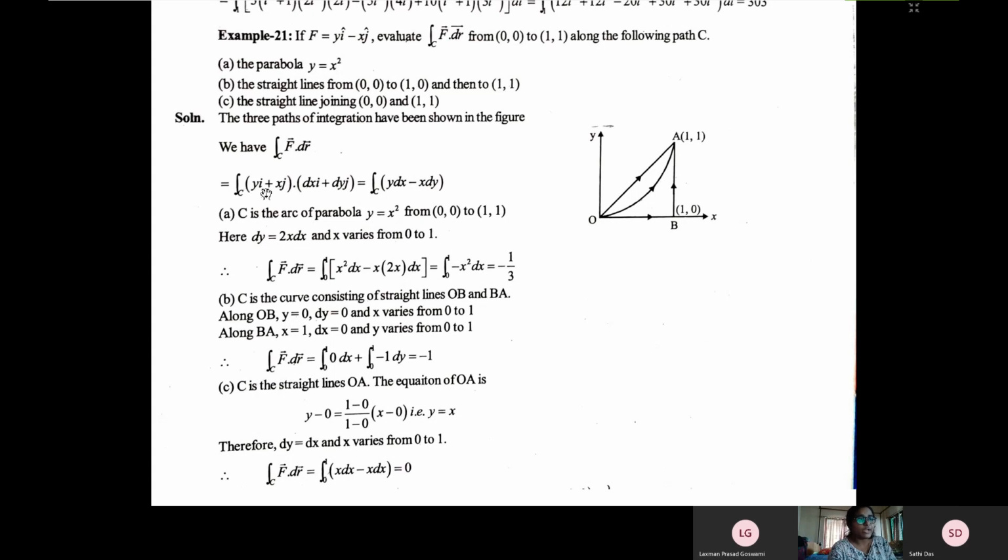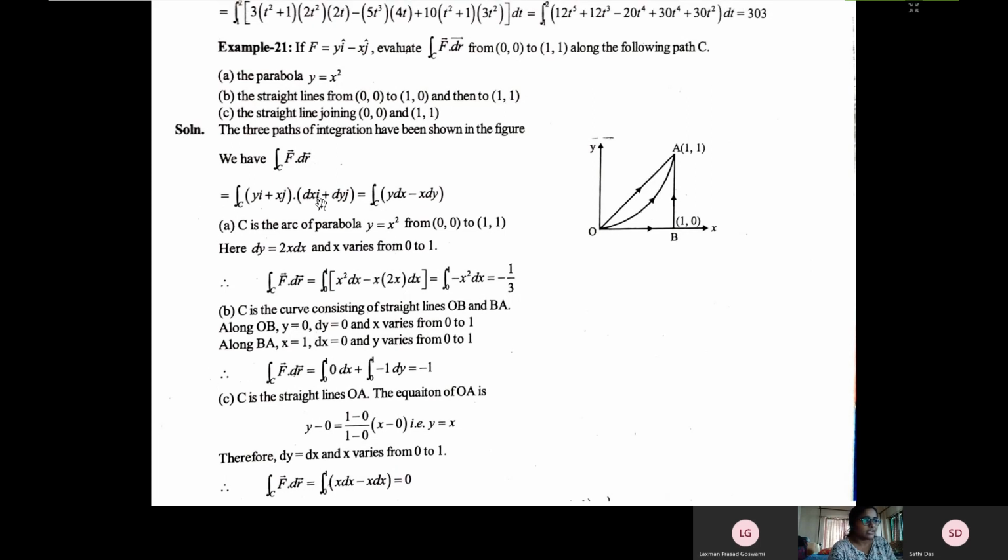So f dot dr will become y i cap minus x j cap dot dx i cap plus dy j cap. So it will give you a scalar function, that is y dx minus x dy. Oh sorry, I said plus, but here it is minus actually. The sign was a mistake. Look here, the function is y i cap minus x j cap.